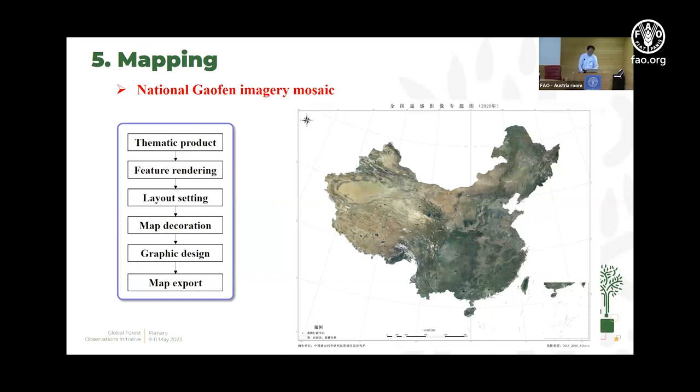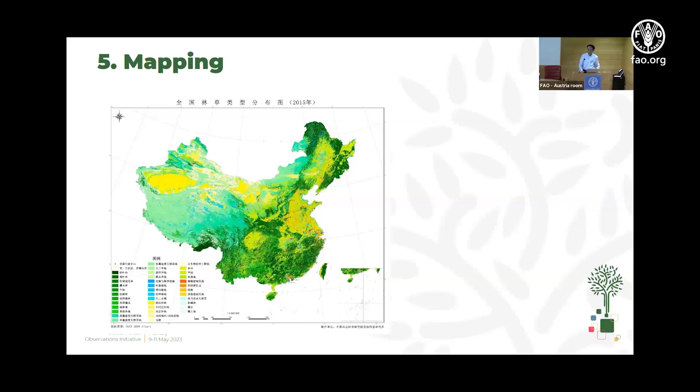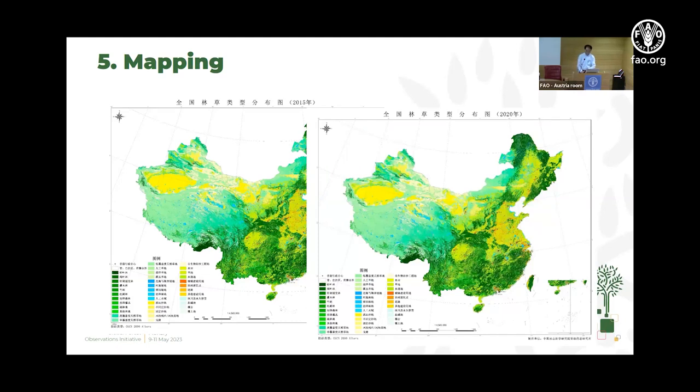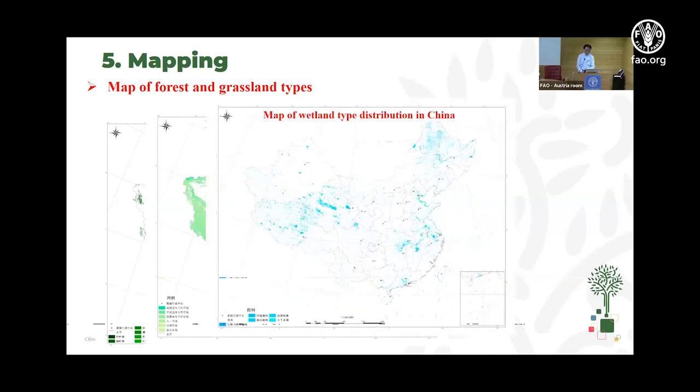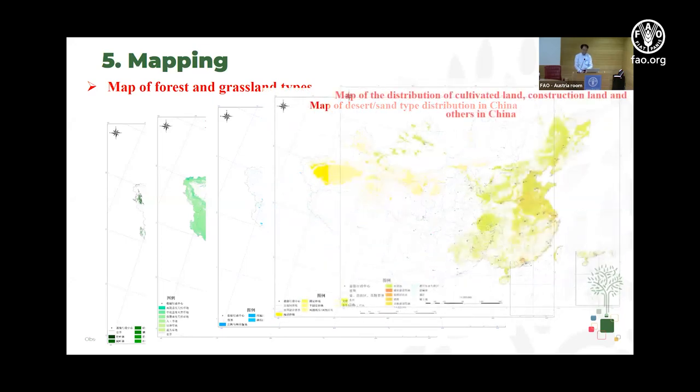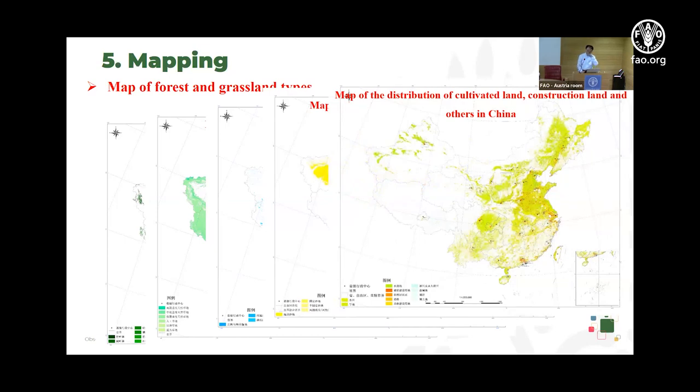This is the mosaic of the images of the GF satellite. This is the result for year 2015. Here we have 38 classes for the whole China, according to our classification system. This is the result for year 2020. Every land type has one layer here. This shows the land type distribution in China: grassland, wetland, and desert, and also the distribution of cultivated land and construction land.